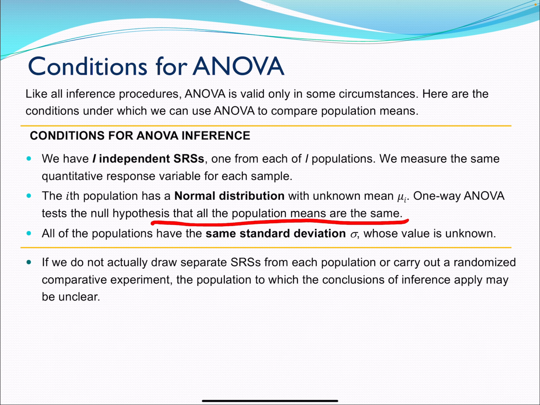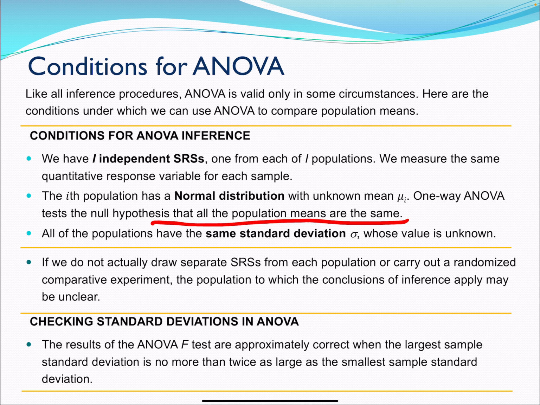And if we don't draw simple random samples that are separate from our population or carry out a randomized comparative experiment, the population to which the conclusions of inference apply may be unclear. So we want to check that the results of the ANOVA test are approximately correct when the largest sample standard deviation is no more than twice as large as the smallest sample standard deviation. So we want our largest sample standard deviation to be no more than twice as big as our smallest.